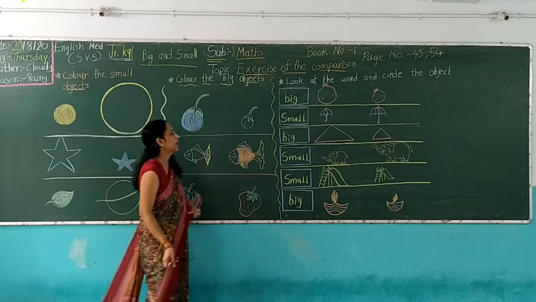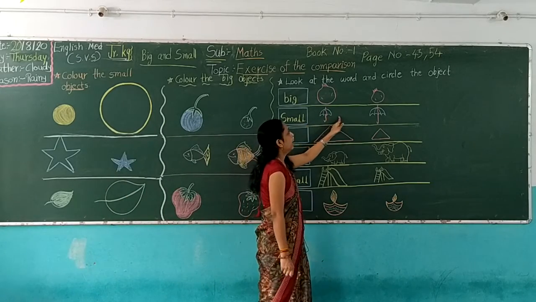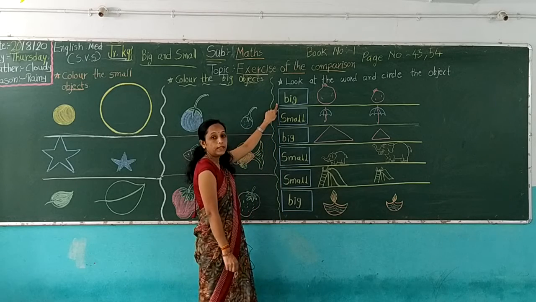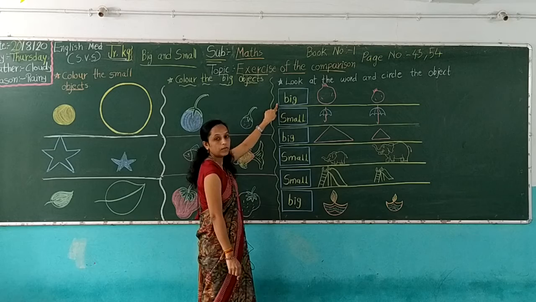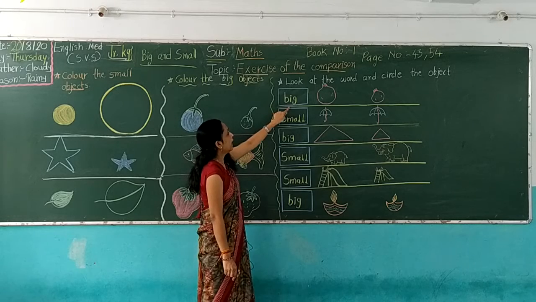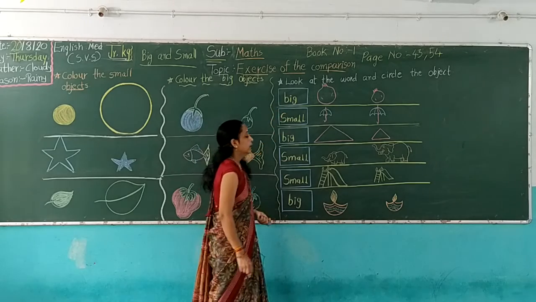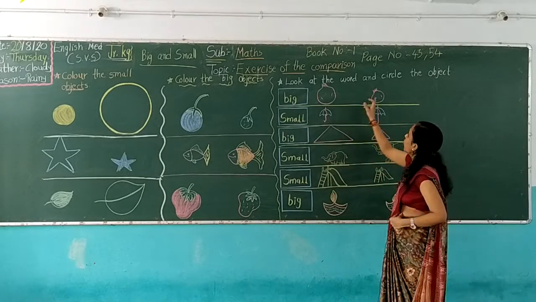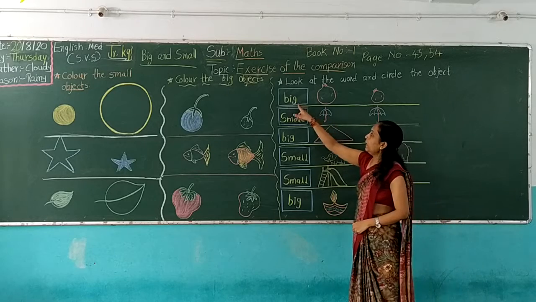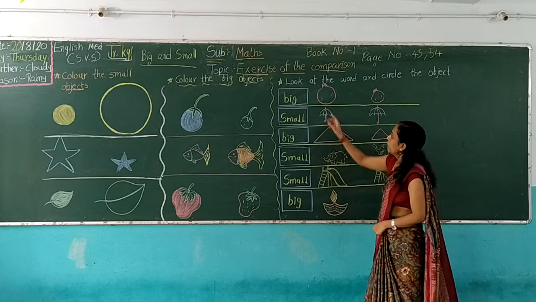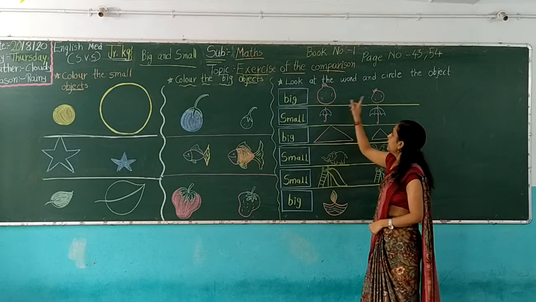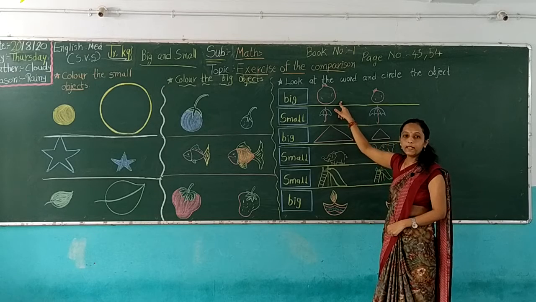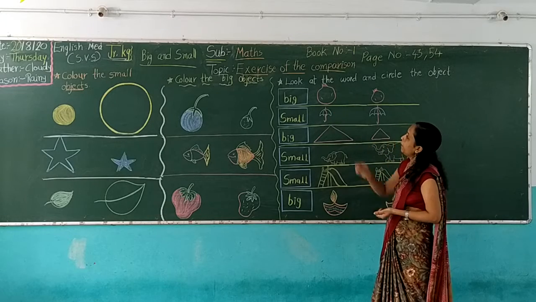And our third exercise is look at the word and circle the objects. So here I wrote, which word is this? B-I-G. Big. Here I drew two pomegranates. So color only big objects. So which pomegranate is big? This? No. This? Yes. This pomegranate is big. So color only big objects.